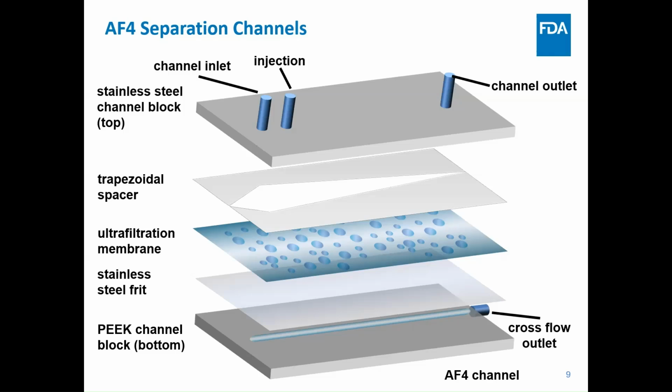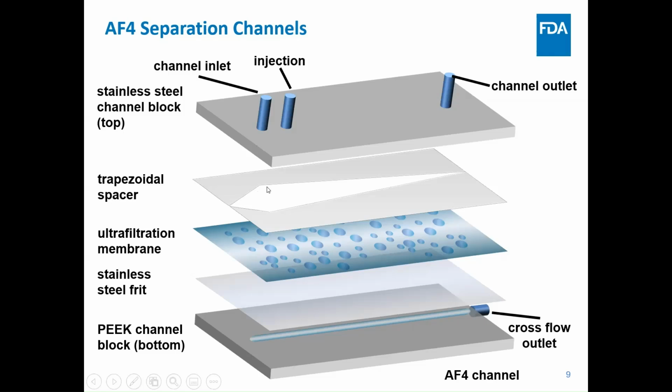On top of the frit is an ultrafiltration membrane, and it acts as a physical barrier. Anything that is smaller than the pore size of the membrane, including mobile phase and some small molecules, can just pass through the membrane and go to this cross flow outlet. If the sample is larger than the pore size of the membrane, it will be retained by the membrane.